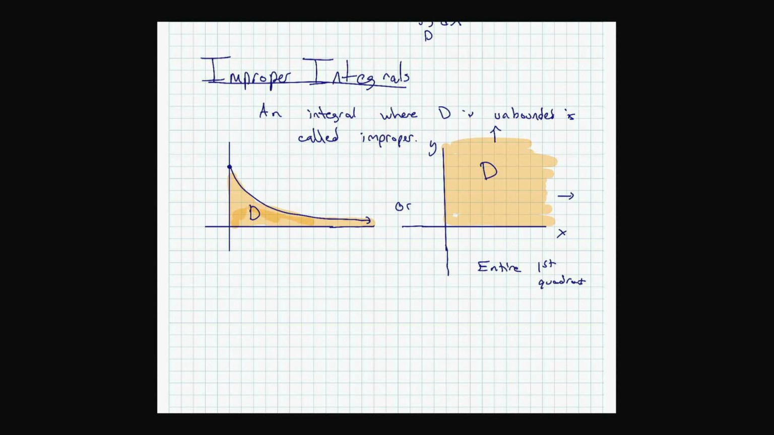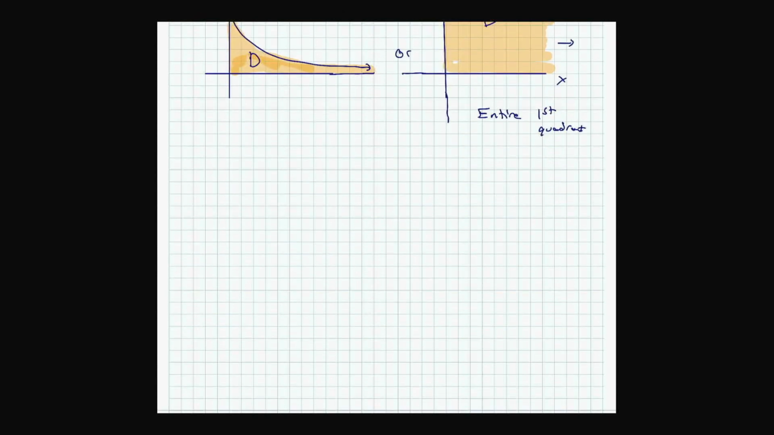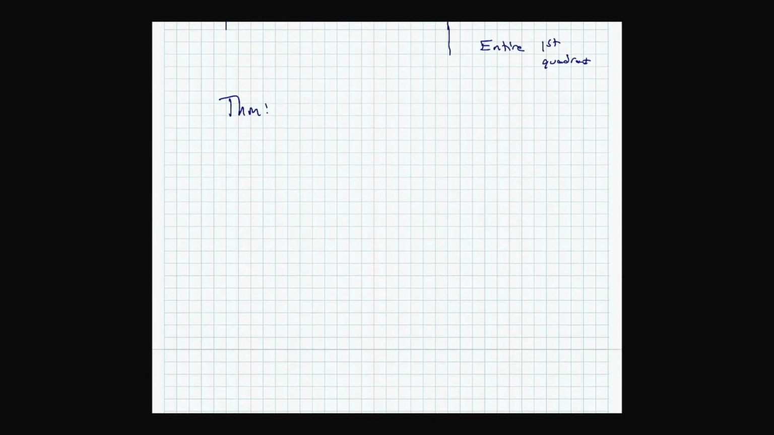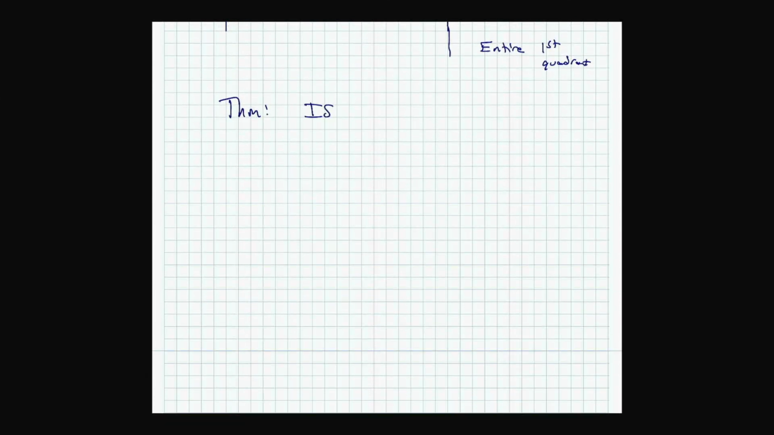I guess they have a Fubini's theorem here, but I don't want it. I'm just going to give you the theorem. So if unbounded rectangle, okay, fine, we'll do that, I guess.